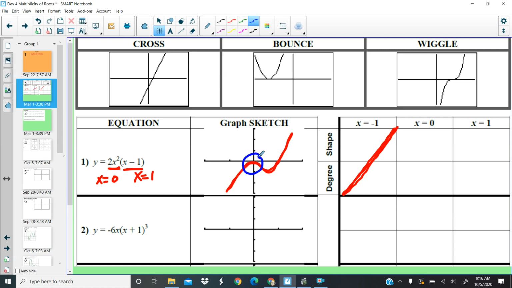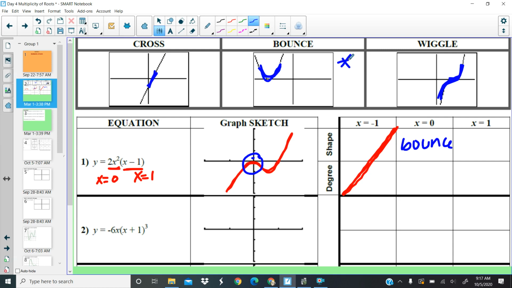The three shapes that we're going to look at are called a cross, where it just goes straight through the x-axis, a bounce, where it hits the x-axis and then turns around, and a wiggle, where it comes up to the x-axis and levels out for a second, and then continues going through. The shape we're talking about is where it comes up and hits the x-axis, but then turns around and goes back down. That shape is considered a bounce. So that looks the most like this shape here in the middle.